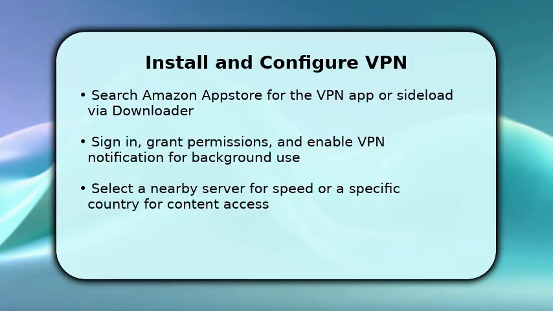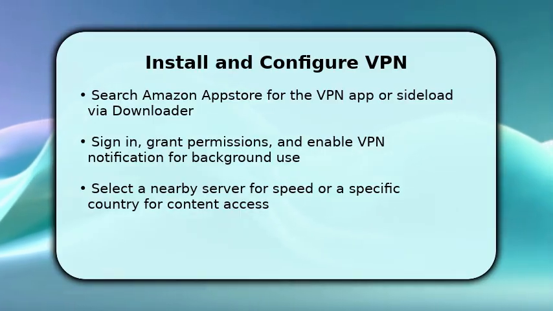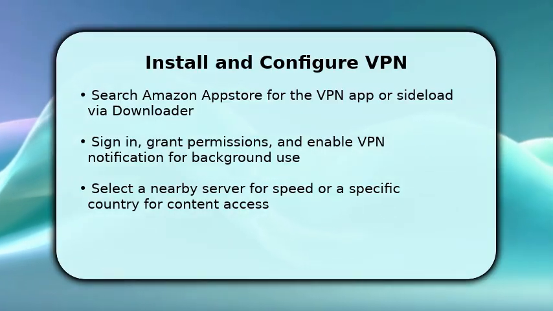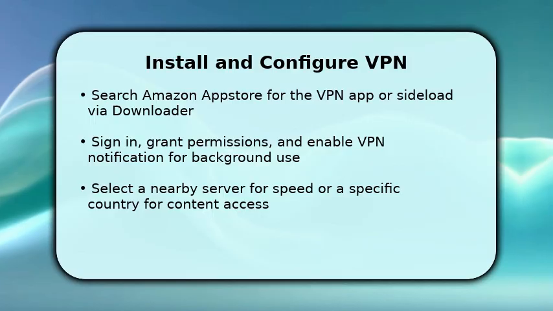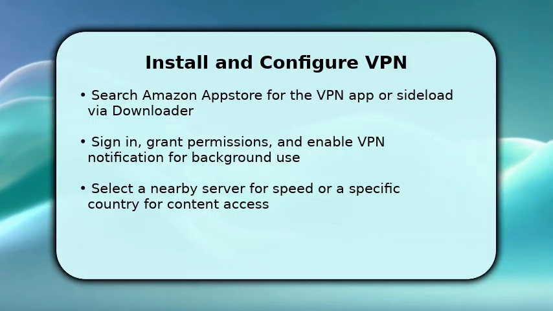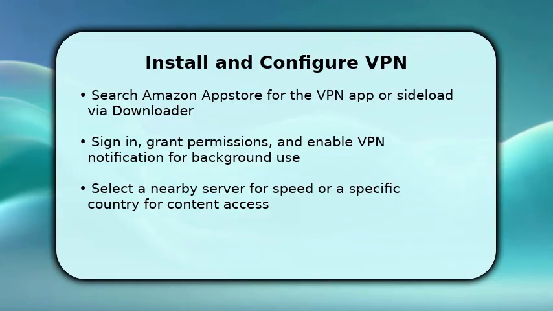You now install and configure the VPN. Search the Amazon App Store for the provider's app and install it. If not available, use Downloader to sideload the APK. After launching, sign in and accept required permissions so the VPN can run in the background.